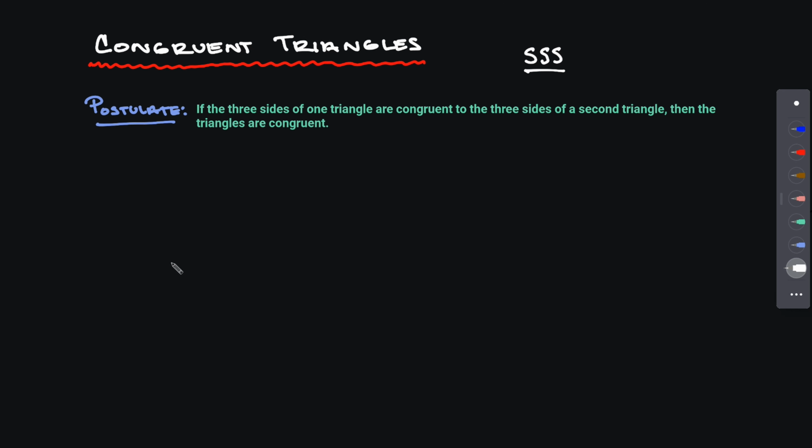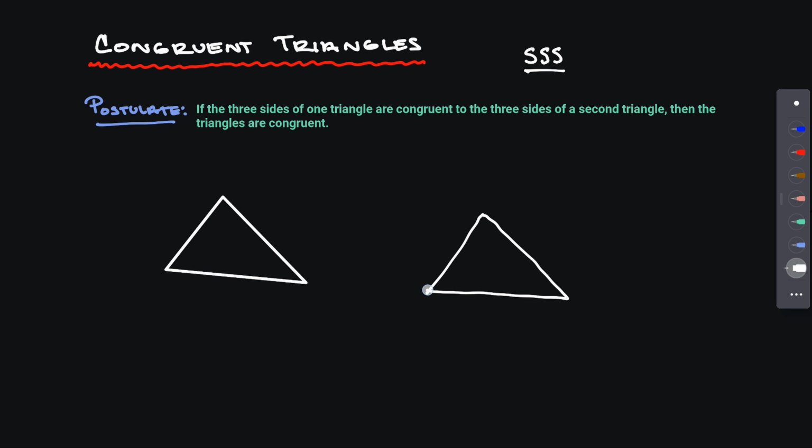So if we have just this, we have that triangle, okay? And we have another triangle like that. And we know that the sides are congruent. So these 2 sides are congruent, right? And these are congruent. Then the 2 triangles are congruent. That is enough to say that those 2 triangles are congruent. Okay, this is the side, side, side criteria.